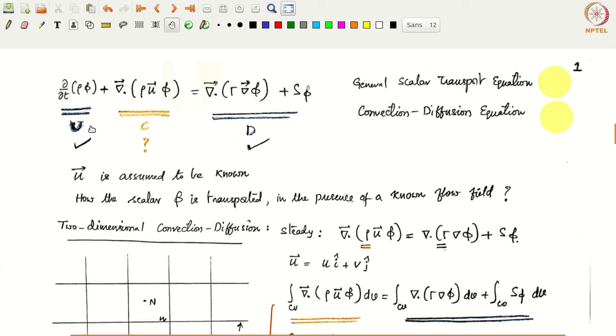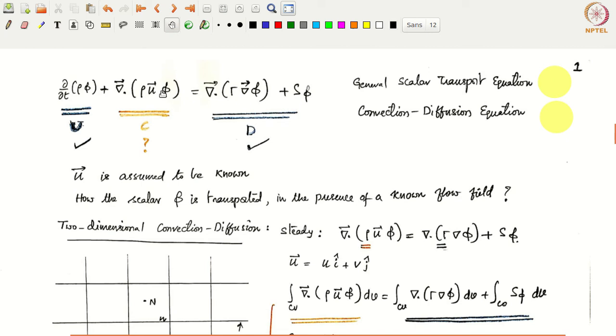We already know how to take into account the unsteady part and the diffusion terms. These two things we already know. The only thing we did not know is how to include the convection term in there, which will allow us to solve the entire general scalar transport equation, or the convection diffusion equation. So essentially we already know how to discretize this part.